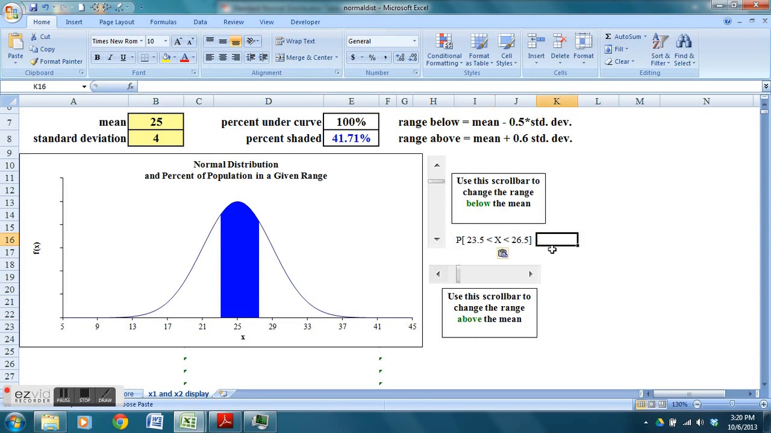Writing it out, that's the same as the probability that x will be less than 26.5 minus the probability that x will be less than 23.5. We'll put an equal sign in front of this so we can see the equivalency. And that's the key. The next step is to put it in terms of z-scores.